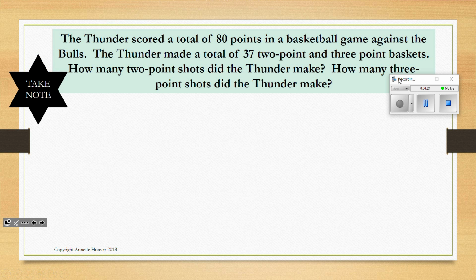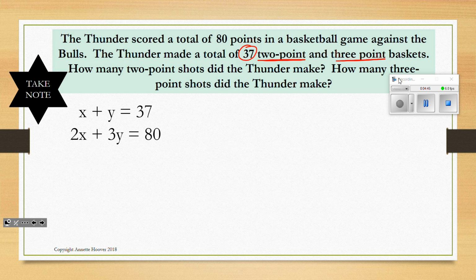We have two variables here. We have 2-point and 3-point baskets, and we know that altogether they made a total of 37 baskets of 2 points and 3 points. So we have to decide what variable we want to use for 2 points and 3 points. What I decided to do is just use x and y. You could have used t, since they both start with t, I guess that's why I did that.